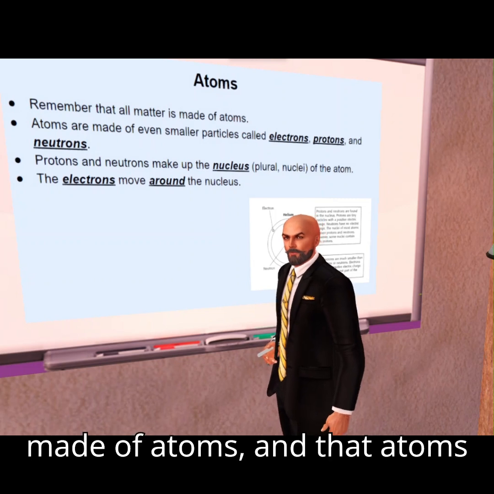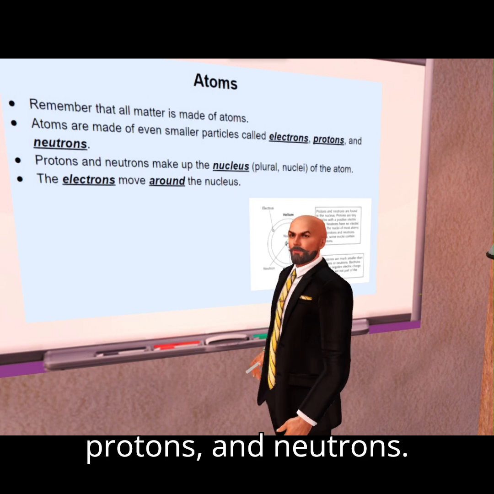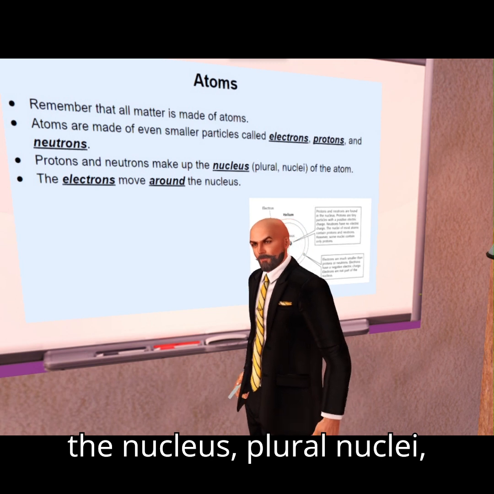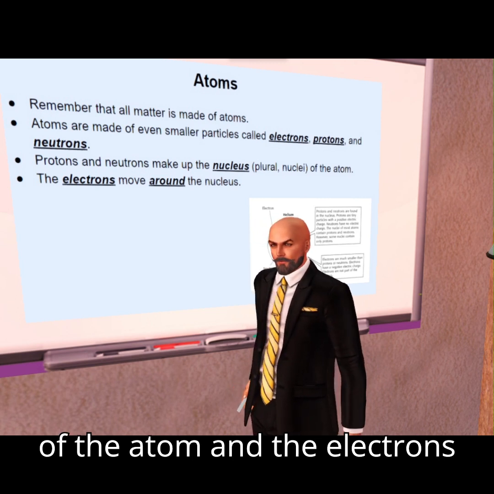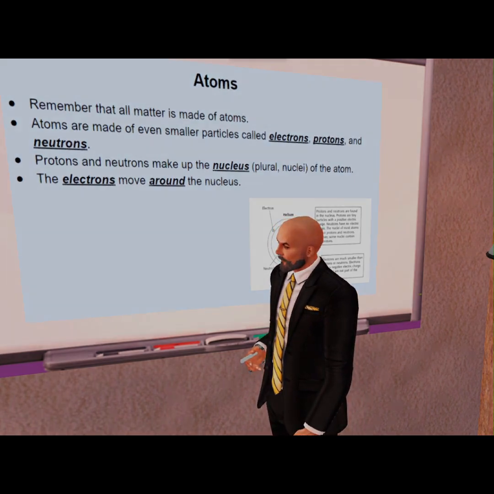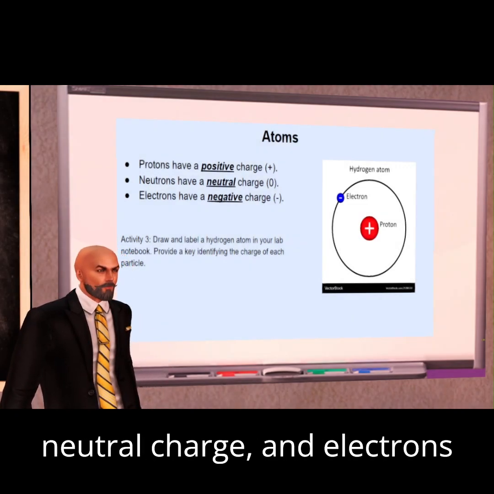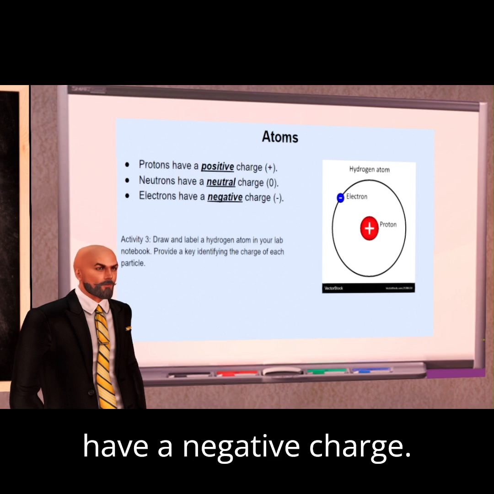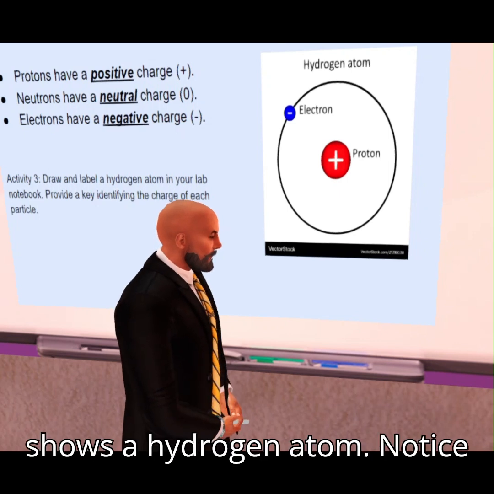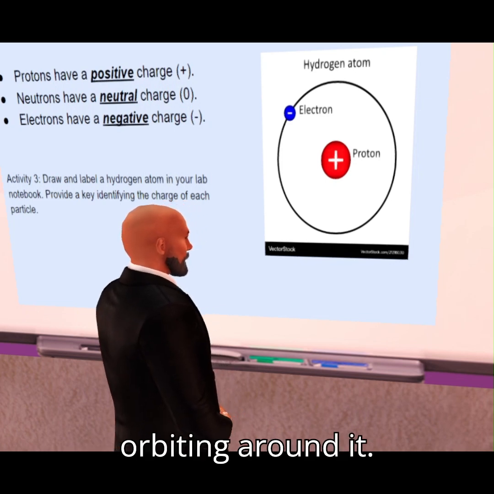Remember that all matter is made of atoms, and that atoms are made of even smaller particles called electrons, protons, and neutrons. Protons and neutrons make up the nucleus, plural nuclei, of the atom, and the electrons move around the nucleus. Protons have a positive charge. Neutrons have a neutral charge. And electrons have a negative charge. The diagram on your notes shows a hydrogen atom. Notice there's 1 proton in its nucleus, and 1 electron orbiting around it.